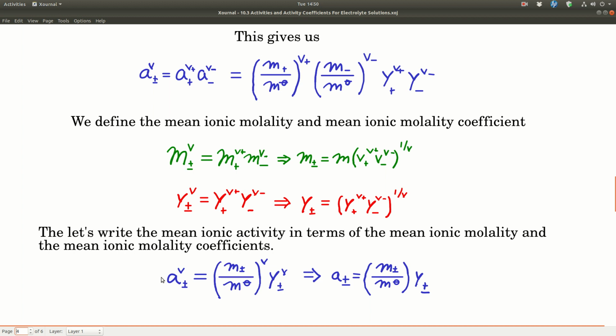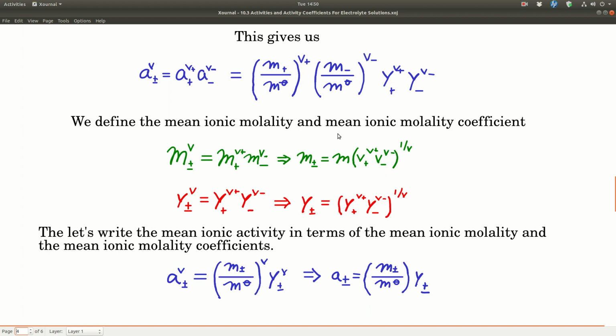So plugging in, okay, this gives us this relationship here. We saw the activities already. Writing them out in terms of molalities, we get this. And again, what we're doing here, guys, is that we can't measure the activity coefficient of an individual cation or anion, so we can't do these individually.